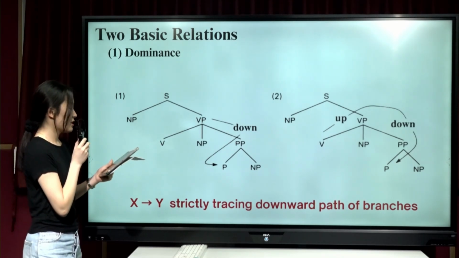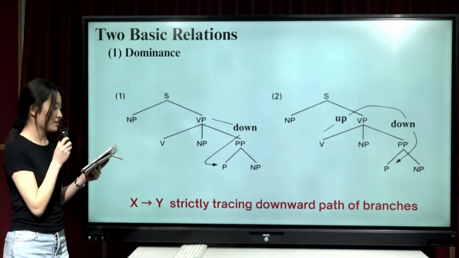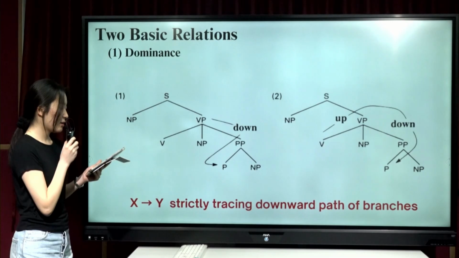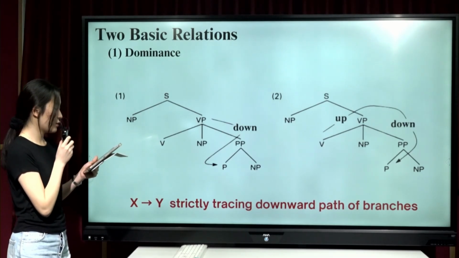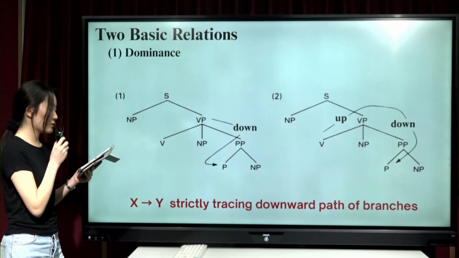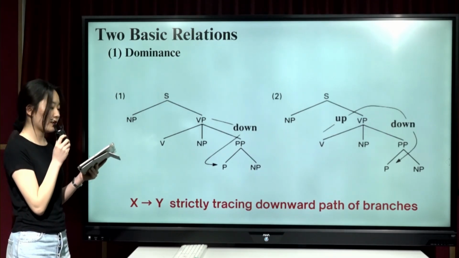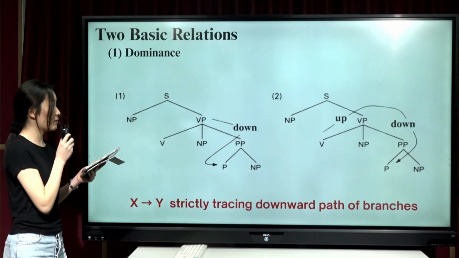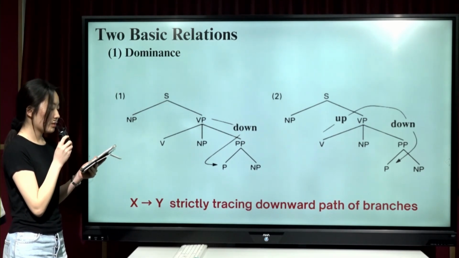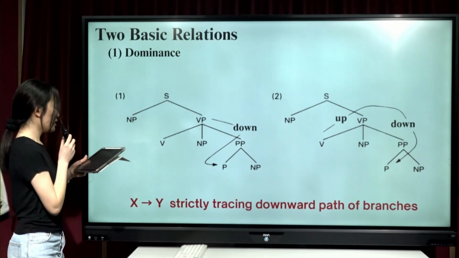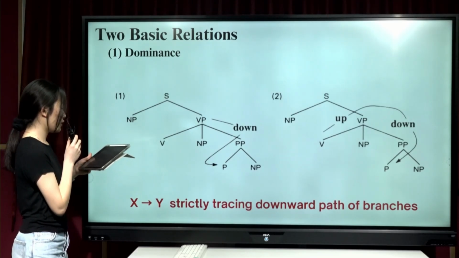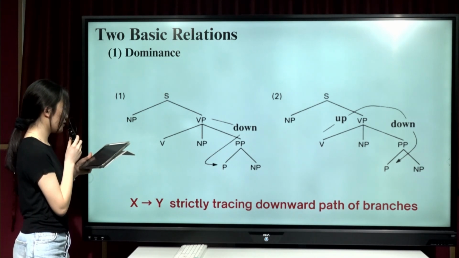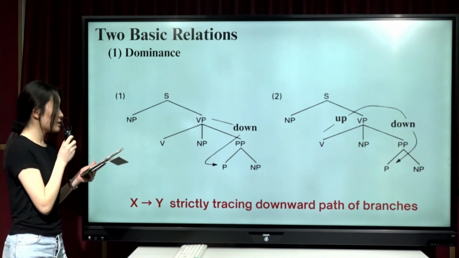Next, I'm going to tell you about two basic relations. The first concept of it is dominance. We can say that one node dominates another node when it is possible to go from one node to another in a tree by tracing a strictly downward path of branches. For example, if you look at this picture, we could find that there are two photos. The first picture asks us to look at whether the VP node dominates the P node.